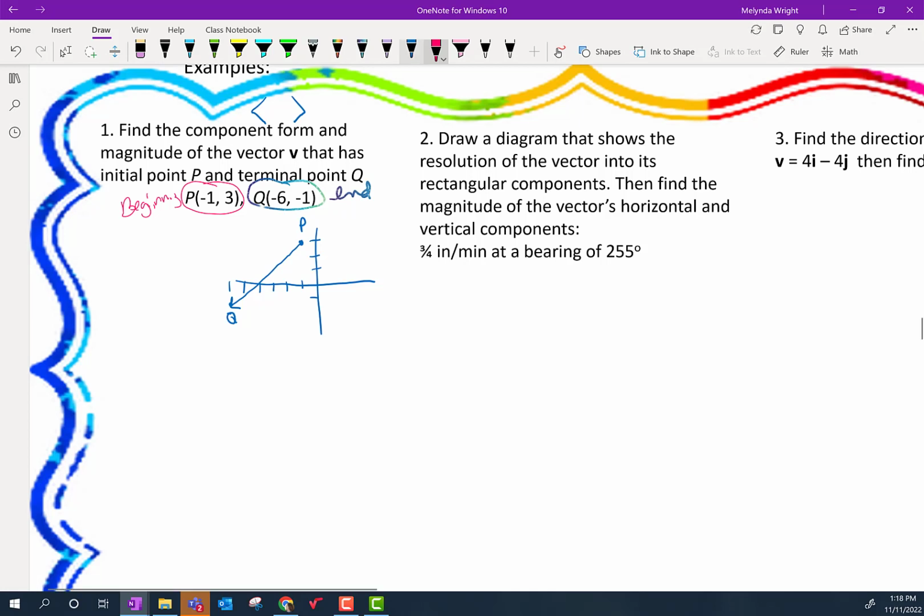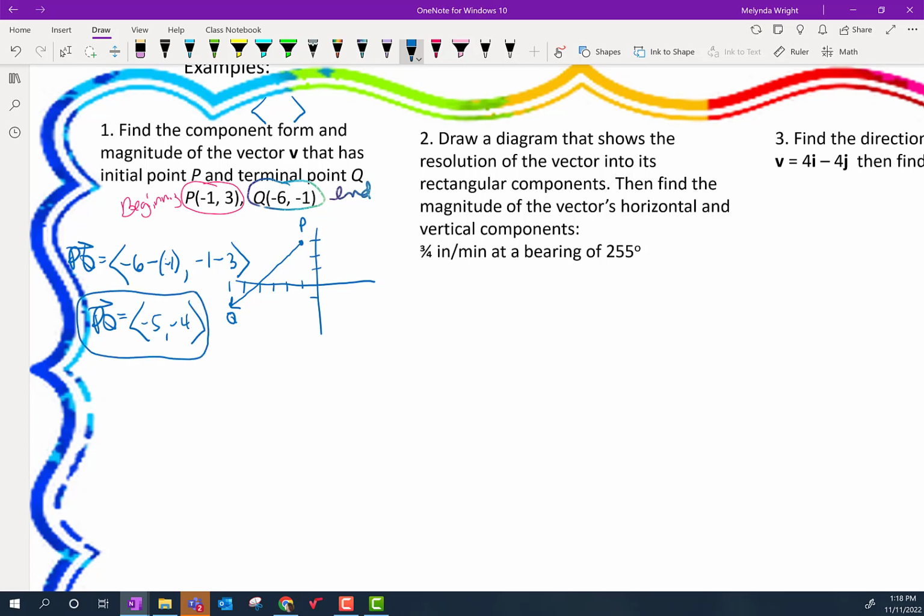Okay, so vector PQ is going to be: I take my end x value, which is -6, and I subtract my beginning x value, which is -1. That's going to be my x component. Then I take my end y value, which is -1, and subtract my beginning y value, which is 3. So that is going to give me my vector in component form. So -6 minus -1 is -5. -1 minus 3 is -4. So this is what they asked us for.